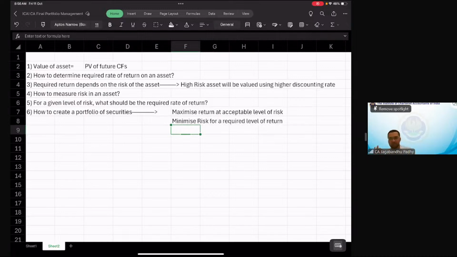Either you'll have to fix your risk, that okay, this is the maximum risk I can take. Now for this level of risk, what is the return possible? And then second is you have to minimize the risk for a required level of return. Like say you want to earn a return of, let's say, 20%. So what is the minimum risk possible with which I can earn this required level of return?